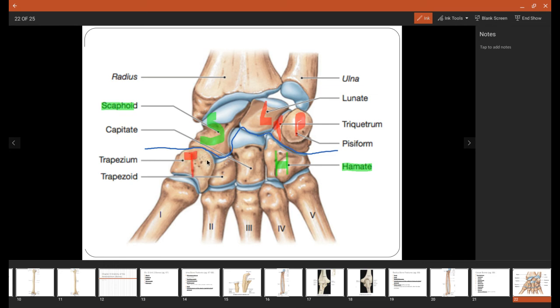Then they crawl home. So that saying is just going to be trapezium, trapezoid, capitate, and then that hamate with the hook right there. And so if you keep that in mind, these carpal bones end up not being too bad.